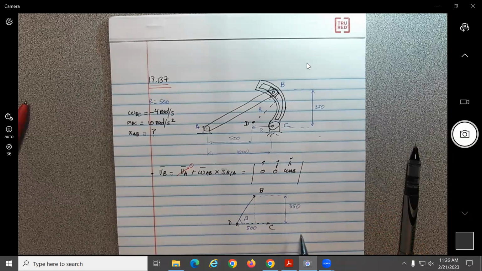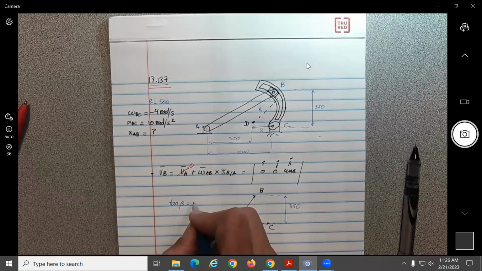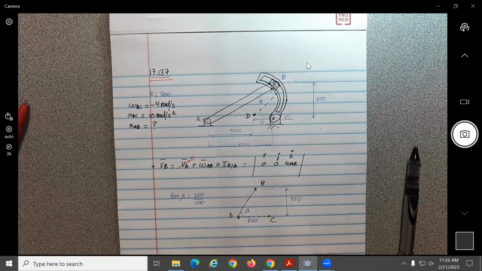You know the height, you know this. Tangent beta will be equal to what? 350 over 500, no? So if you take your calculators, what do you get for beta then? I think on the solution I like 44 something, but go and check.